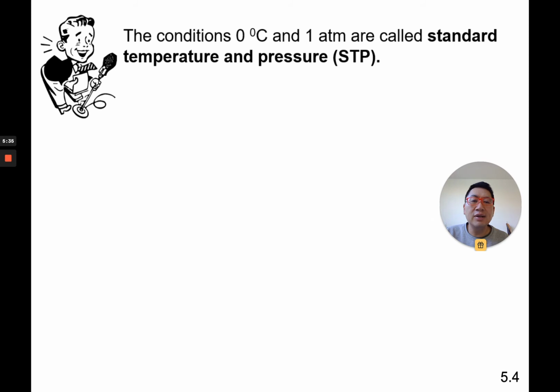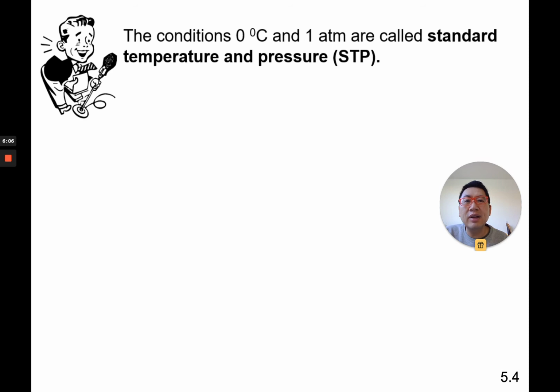Okay, so here's another thing you would have to know. The conditions 0 degrees Celsius and 1 atmosphere are called standard temperature and pressure, or STP for short. 0 degrees Celsius, 1 atmosphere is STP. Yes, I'm repeating it a lot.